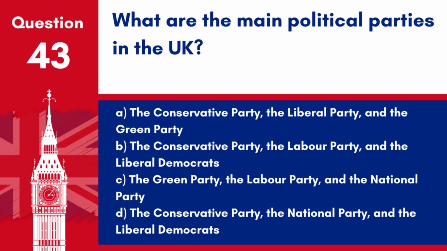Question 43. What are the main political parties in the UK? A. The Conservative Party, the Liberal Party and the Green Party. B. The Conservative Party, the Labour Party, and the Liberal Democrats. C. The Green Party, the Labour Party, and the National Party. D. The Conservative Party, the National Party, and the Liberal Democrats.